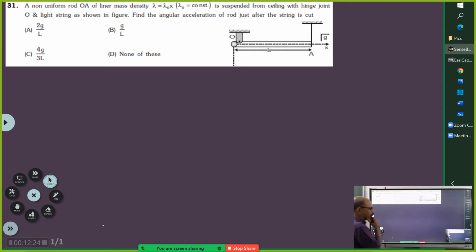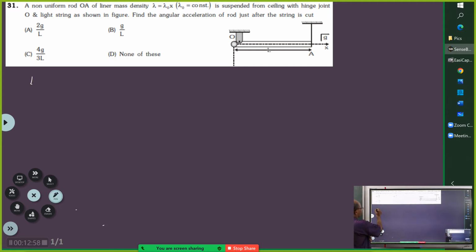You have handled similar problems many times. So what will be your strategy here? So we will find first the moment of inertia, sir. Moment of inertia is directly ml square by 3. But m here is varying. Yes, sir. So first you will find the moment of inertia.